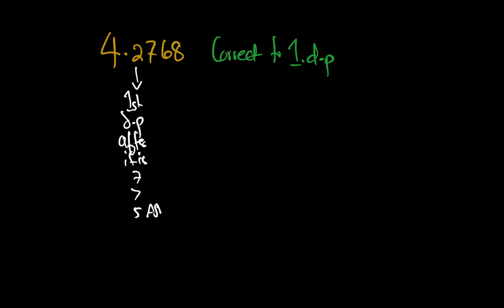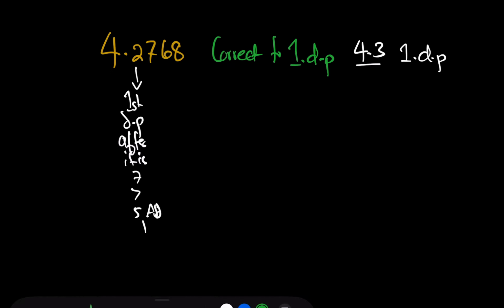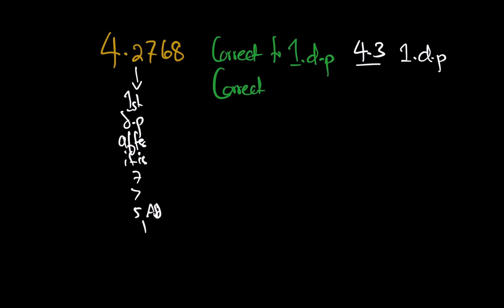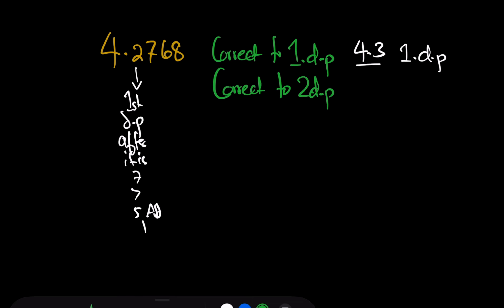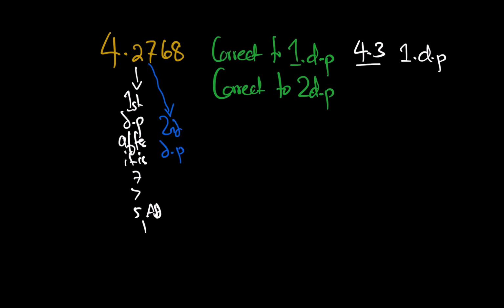So we add one, and then we get 4.3, which is one decimal place. Now, if we've been asked to correct to two decimal places, we know that this is our second decimal place, right? But the number after it is 6, and 6 is greater than 5. So we add 1 to the second decimal place, and that will give us 8.